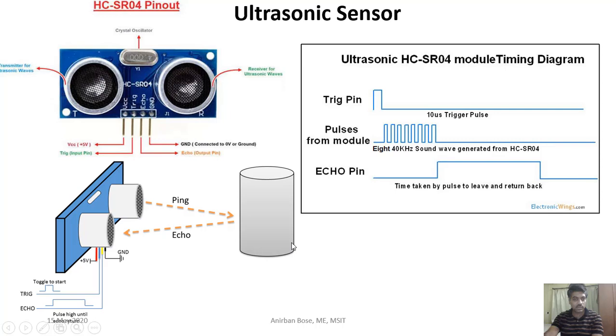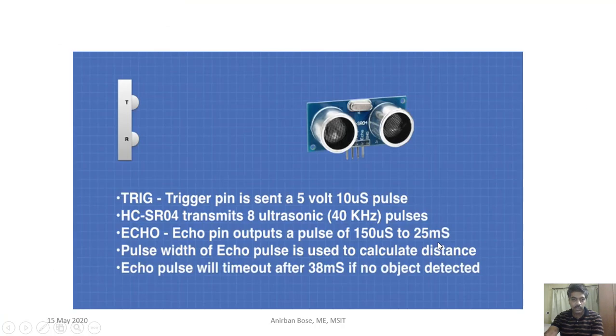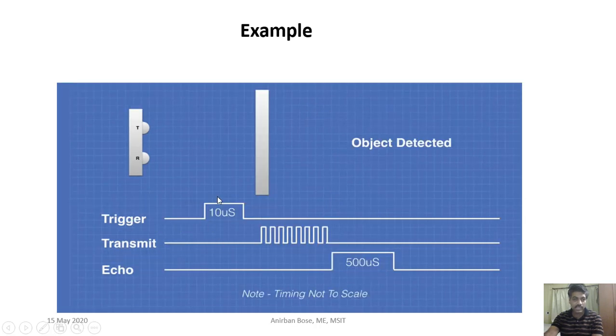So here you can see that the HC-SR04 transmits eight ultrasonic 40 kilohertz pulses. We are not going into much detail of all these things, but you have to remember certain information: a 10 microsecond trigger pulse is created, and depending upon the distance of the object, a certain pulse will be received in the echo or the receiver, and from this data it is possible to identify the distance. How can we identify the distance?